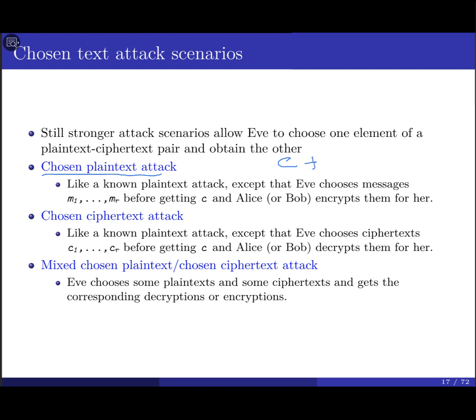Now, Eve chooses the plain text. So you have a chance as the attacker to choose M1 up to MR. Then you are going to send this information to the system, and the system is going to encrypt them and give you C1 up to CR. So now you have more control over the content of the plain text part of the sequence of plain text ciphertext pairs. Of course, you're going to perform this operation before you get the ciphertext. That's a chosen plain text attack.